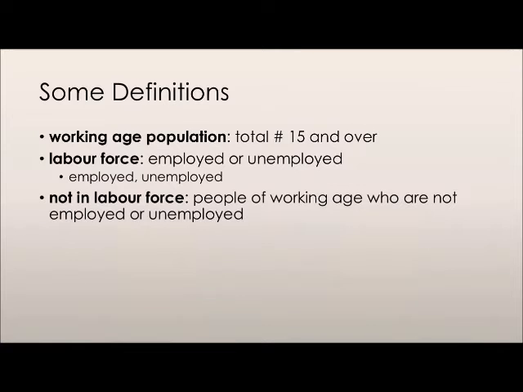Let's take a look at some definitions before moving on to some labor market indicators. So the working age population is defined as the total number of people aged 15 years and over. The labor force, which is a part of this working age population, is simply the members that are either employed or unemployed. Now, the number of people in the labor force is equal to the number of people employed plus the number of people unemployed.